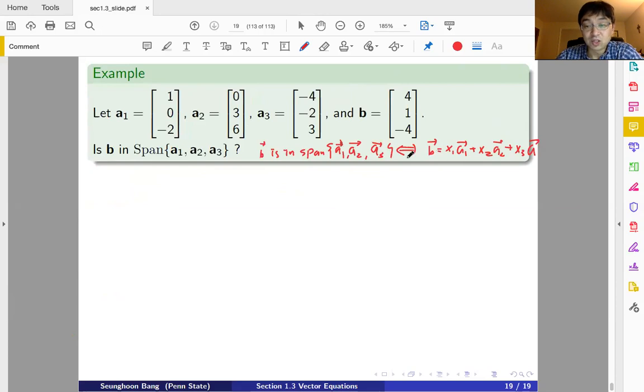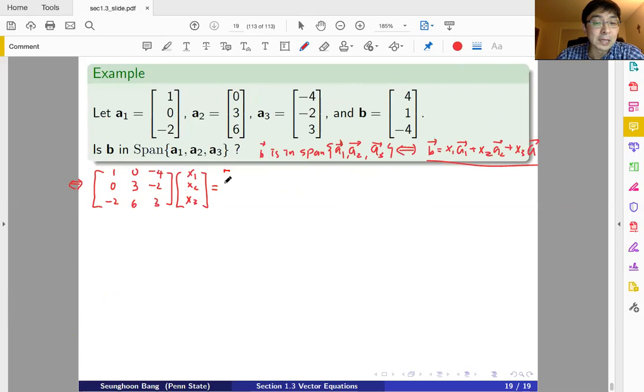In other words, you can change this to the AX equals B form. How can you do that? The same way: you change it from the linear combination. So we have A1 is 1, 0, negative 2. A2 is 0, 3, 6. A3 is negative 4, negative 2, 3, times x1, x2, x3 equals vector B. The B is 4, 1, negative 4.